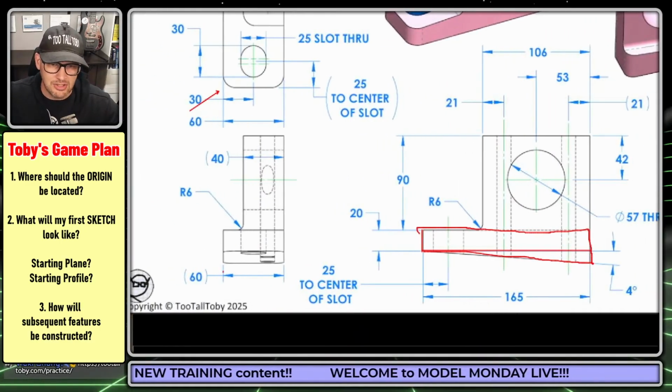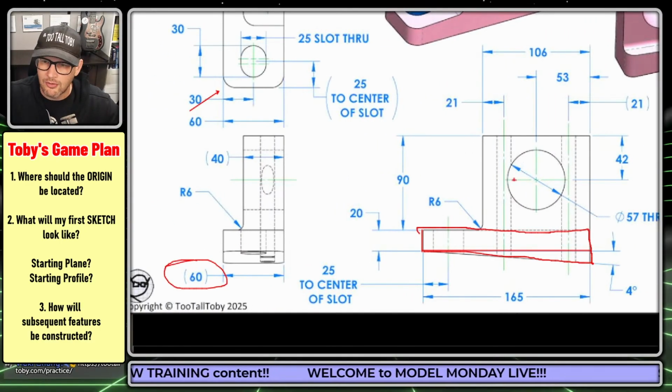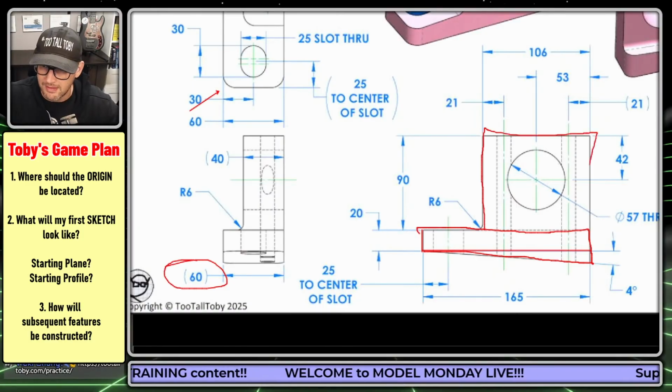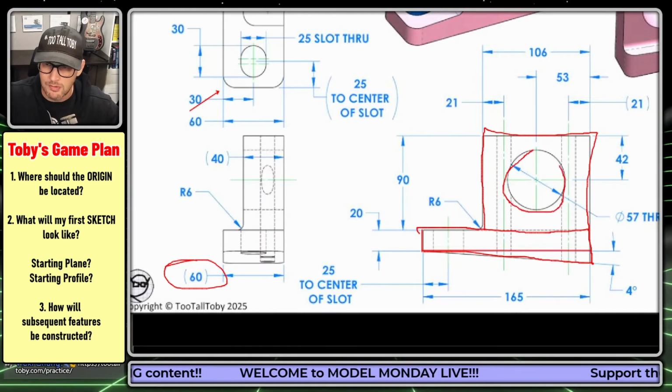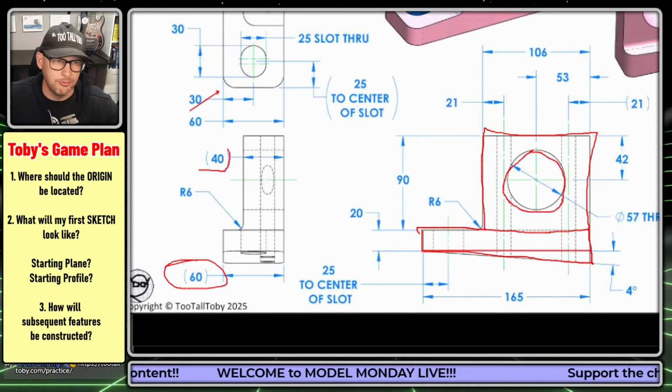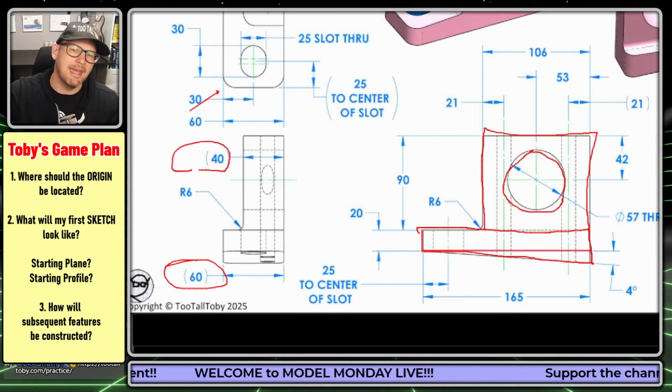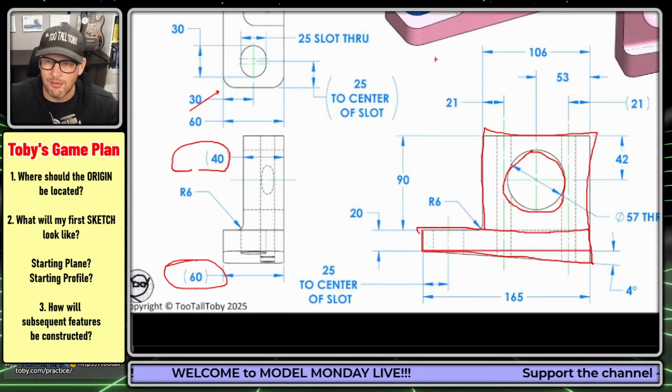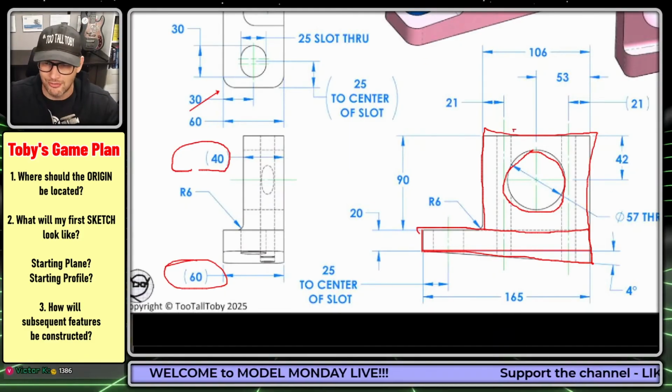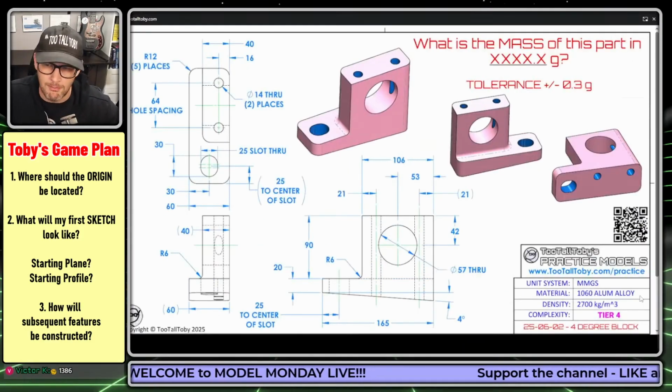And then I'll take that sketch and I'll extrude that out to 60. And then I'll create a second sketch here that looks a little something like this. Maybe I'll include the hole in that second sketch, maybe not. And then I'll extrude that out to this depth here of 40 millimeters. And that's going to give me the foundation of this design. The rest of the design is really just going to be some cut extrudes. So not too difficult of a model. It's tier 4.